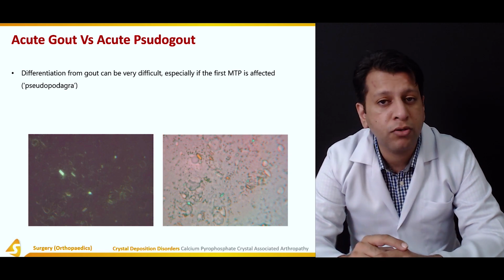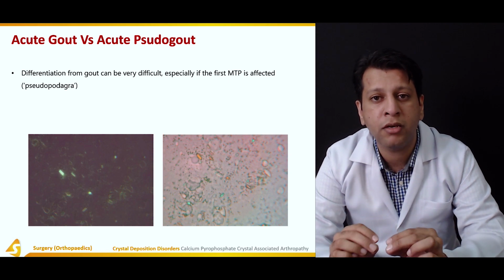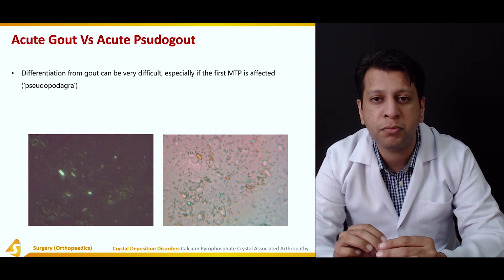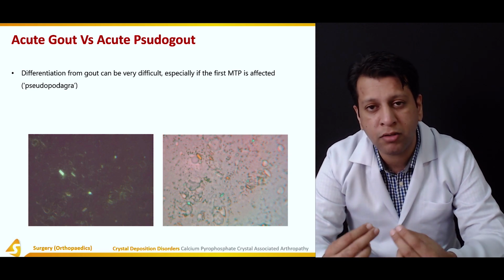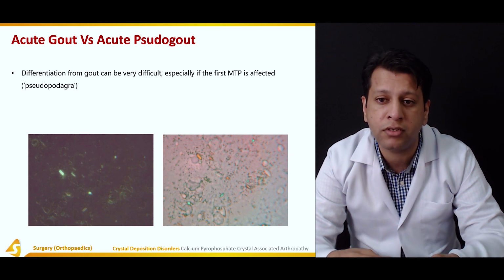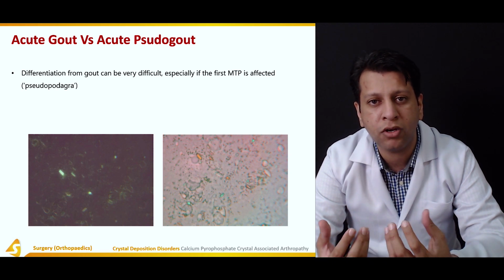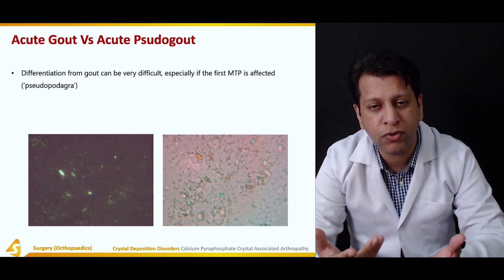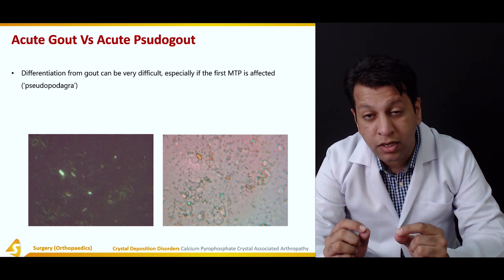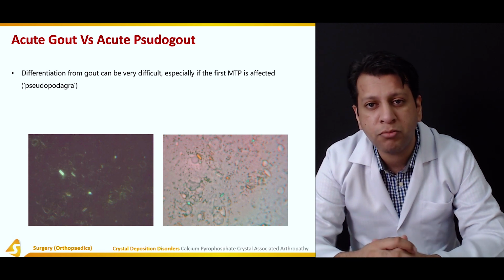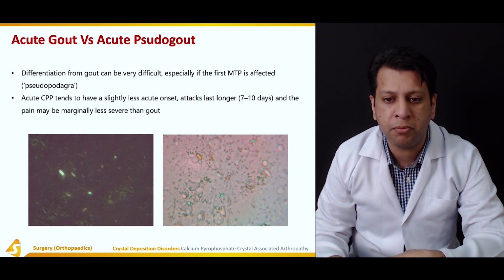And how would we come to know? The most important and most specific criterion is the appearance in polarized light. If you see the synovial aspirate of the joint, if it is due to gout or hyperuricemia, the monosodium urate crystals will show birefringence. But in calcium pyrophosphate, they will not show birefringence. And in normal white light, under a high power microscope, monosodium urate crystals will be needle shaped, while calcium pyrophosphate crystals will be large and oblong shaped.